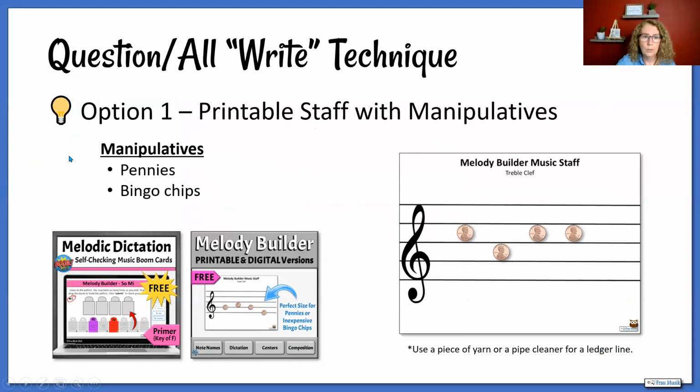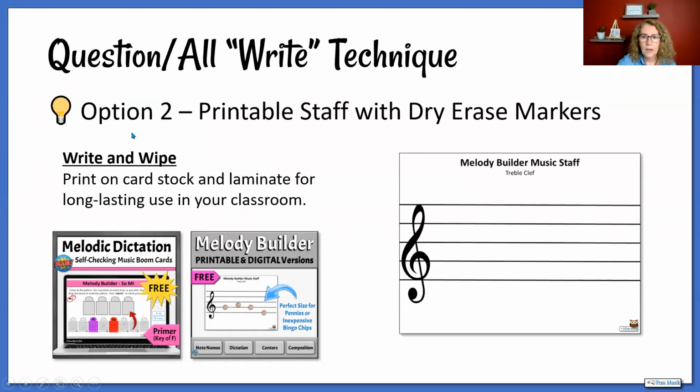So that's option 1. And option 2 is taking the same staff and laminating it, print on cardstock so that it's nice and firm. And students can use write and wipe erasers or dry erase markers to write their answers.